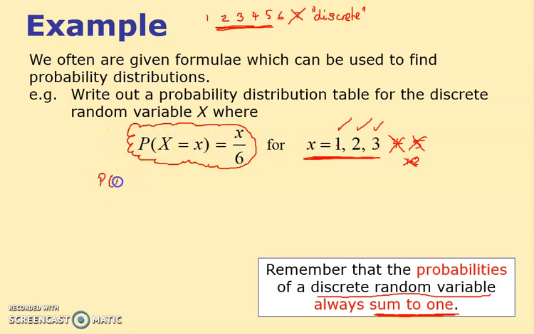So I can work out the probability x equals 1, where it says when it's x equals x, it's x over 6. So when it's x equals 1, it's 1 over 6. When it's the probability of x equals 2, that's 2 out of 6. When it's the probability of x equals 3, well, that's 3 out of 6. And all it wants me to do on this question is to work these out. So I've worked them out.